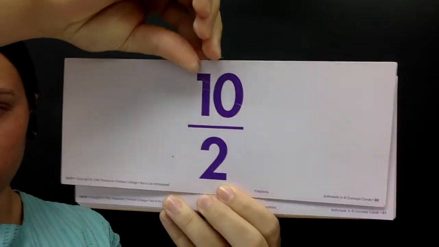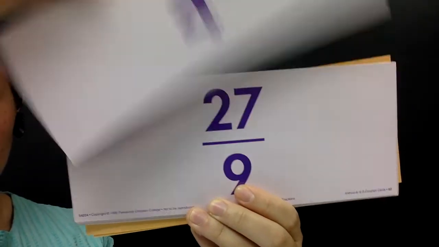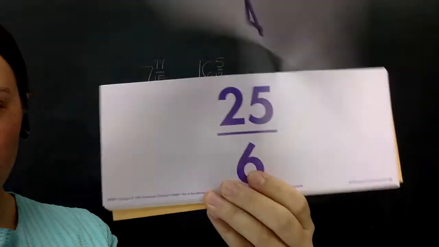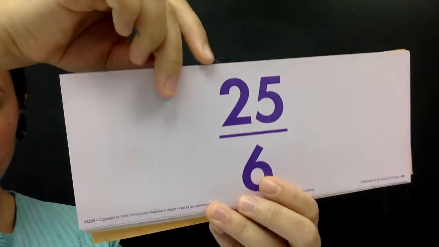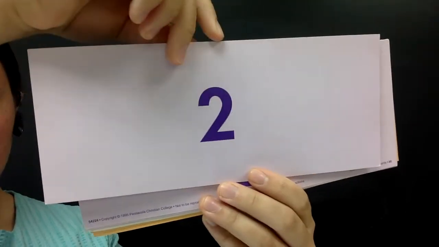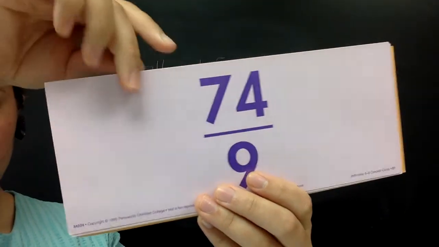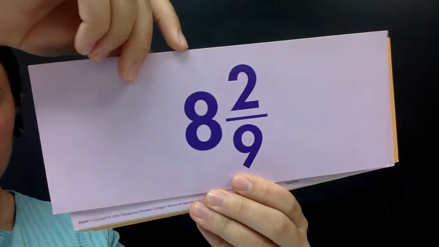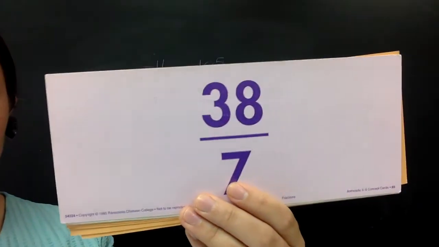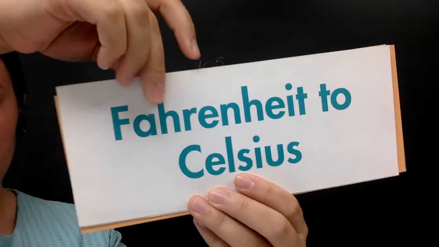10 over 2 can be changed to 5. 4, 3, 3 and 3/4, 4 and 1/6, 2, 4 and 4/5, 8 and 2/9, 9 and 1/6, 5 and 3/7.